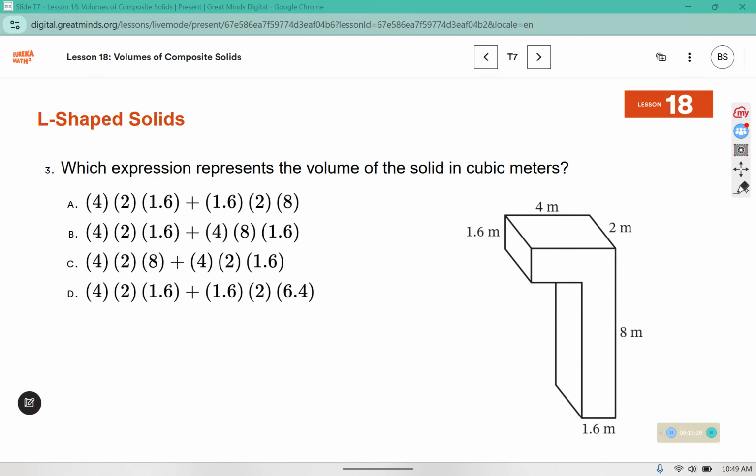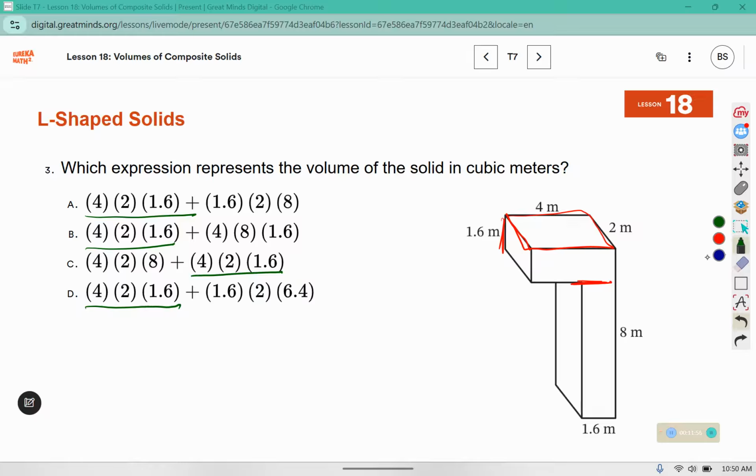Which expression represents the volume of the solid in cubic meters? If we cut it off here, this would have a base of a 4 by 2 and a height of 1.6. Here I see a 4 by 2 with a 1.6, a 4 by 2 with a 1.6, and a 4 by 2 with a 1.6. This one also has that represented here.